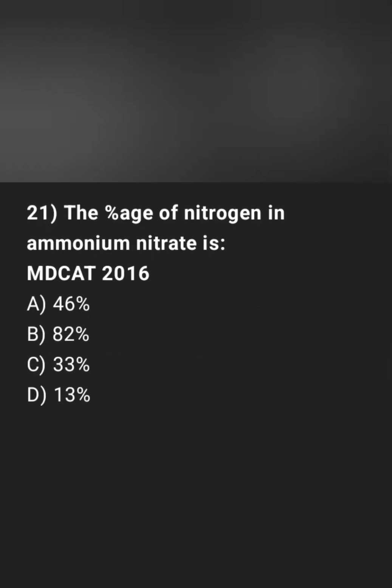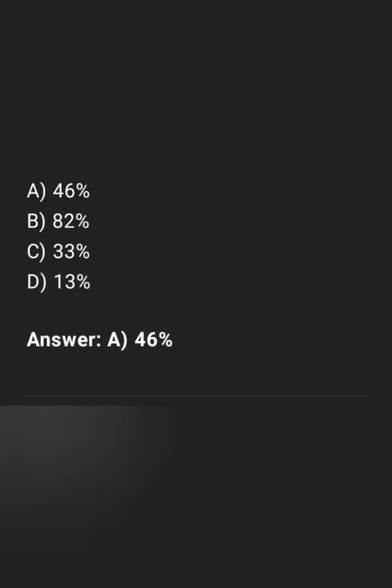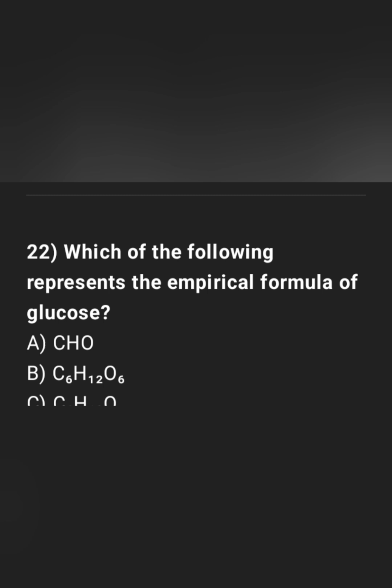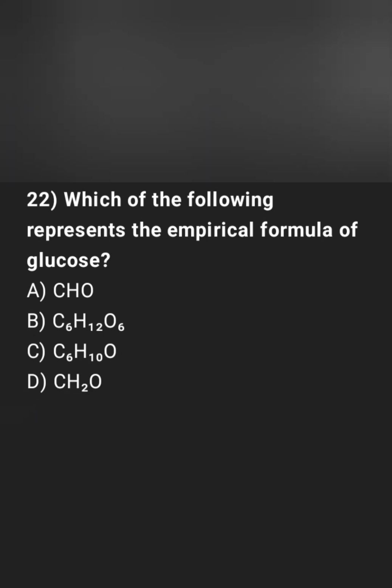21. The percentage of nitrogen in ammonium nitrate is, MDCAT 2016: A, 46%, B, 82%, C, 33%, D, 13%. Answer: A, 46%. 22. Which of the following represents the empirical formula of glucose? A, C6H12O6, B, C2H4O2, C, CHNO, D, CH2O.